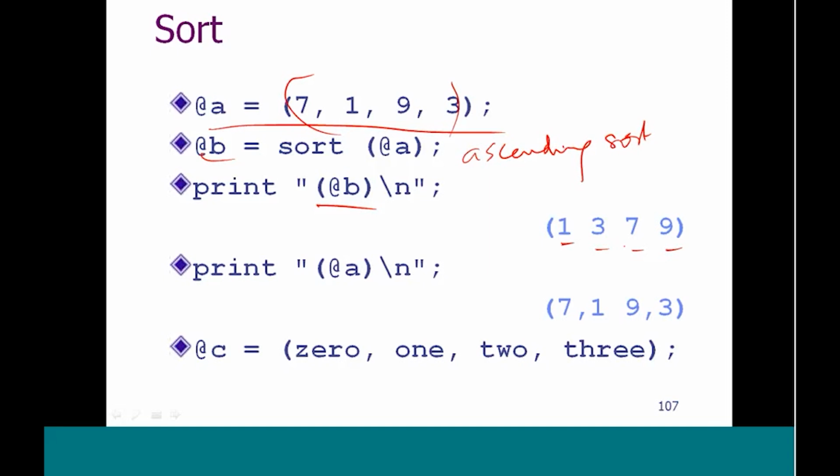And then it prints out 1, 2, 3, 1, 3, 7, 9. And then the A is actually kept the same thing basically. So the question for you is how do you do a descending order sort? Think about it. What can we do for a descending order sort?